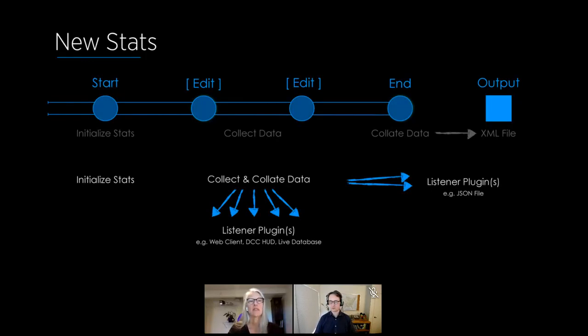With the new stats, the difference is that data is collated continuously and available to listeners at any time. You can still get that comprehensive report at the end of the render, but you can also get a snapshot of that report anytime during render. But you can also see live updates in the DCC HUD, a web client, stream it to a database, whatever your listener plugin configuration is.